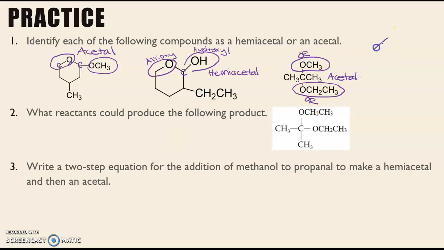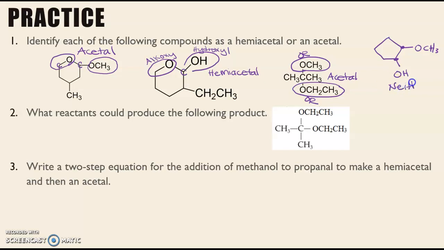Now let's look at a structure that has both of those groups, but we would not classify as either an acetal or a hemiacetal. So this structure here. We have a hydroxyl group and we have an alkoxy group, but they are not attached to the same carbon. This carbon has our alkoxy group, and this carbon here has our hydroxyl group. So these would be neither.